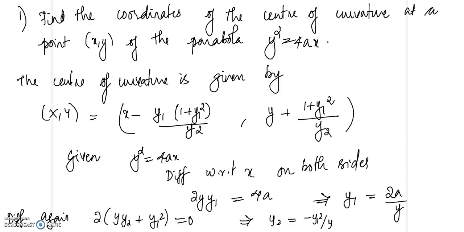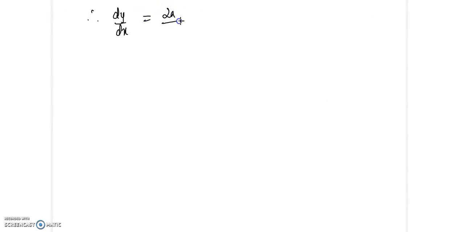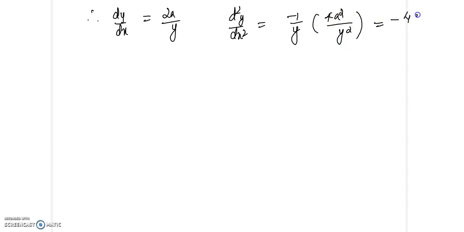Therefore we have dy by dx equal to 2a by y, and d square y by dx square will be minus y1 square by y, so minus 1 by y into 4a square by y square. So that is minus 4a square by y cube. So that is the value of y2, and this is y1.